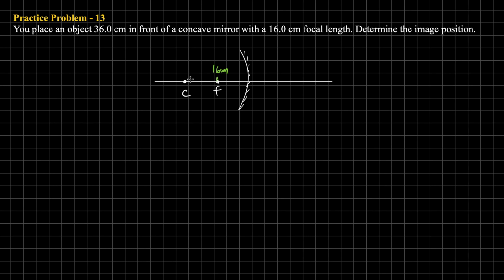Focal point is at 16 centimeter. Center of curvature should be double that distance, 32 centimeter. We're going to place it at a distance of 36 centimeter. So our object is here. Okay, we're placing the object beyond C. So we should get the image between C and F.